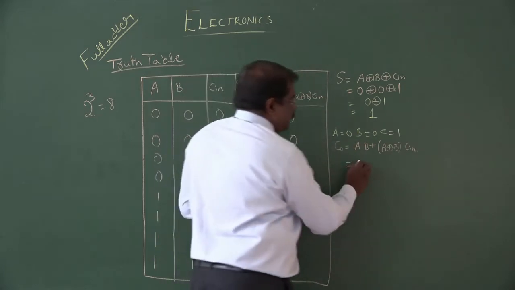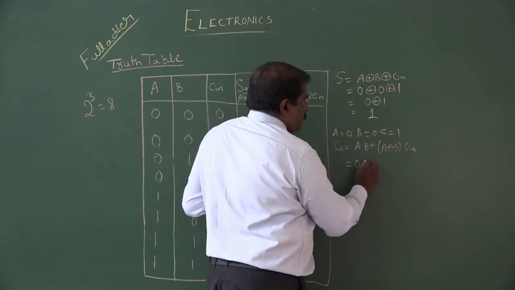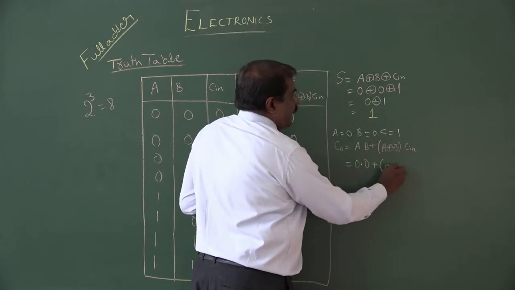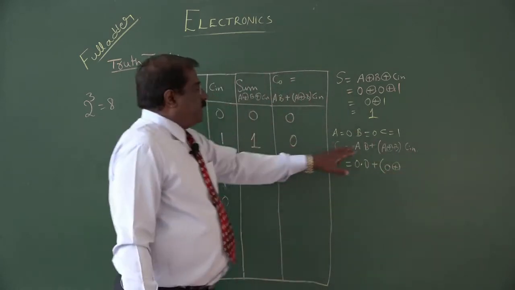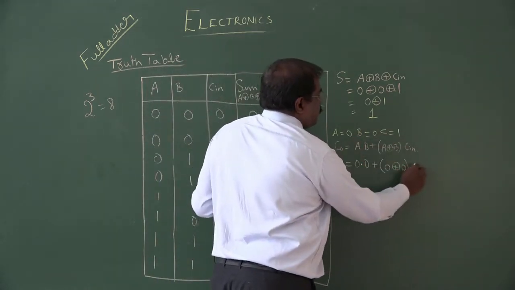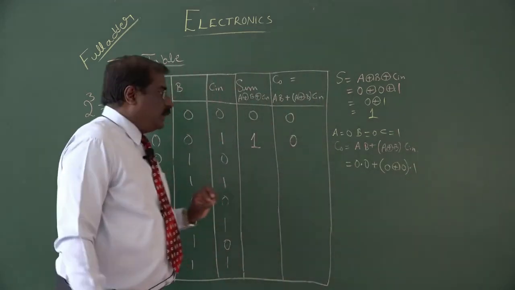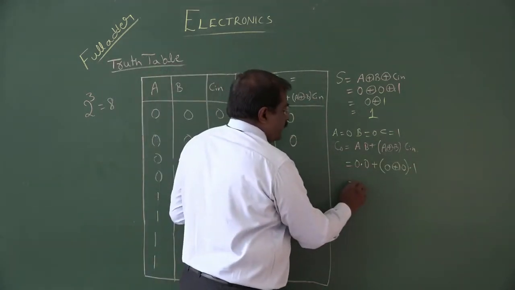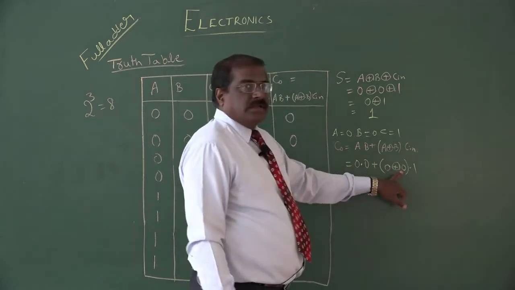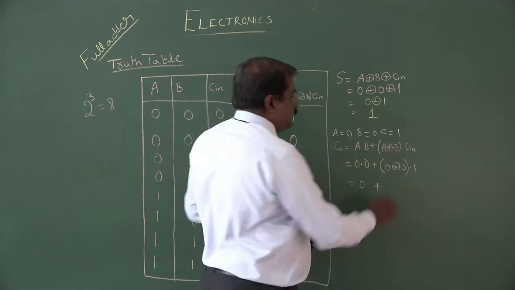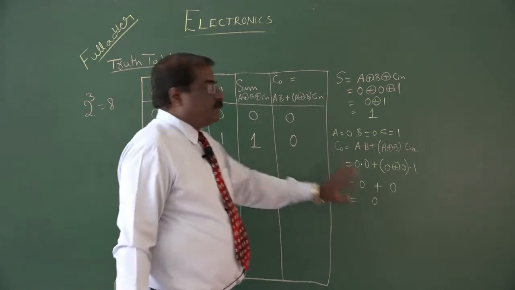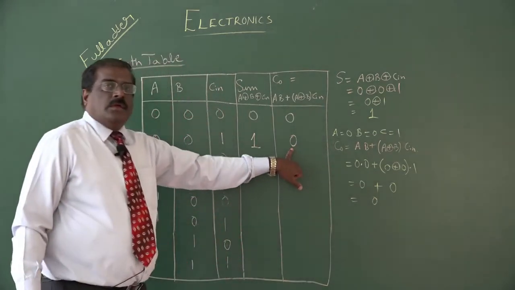So A equals 0, B value is 0, A dot B is 0, A XOR B value is 0, C value is 1, okay. So 0 dot 0 is how much? 0. 0 XOR 0 is 0, 0 into 1 is 0. So 0 plus 0 equals 0. Hence the carry output will be 0.